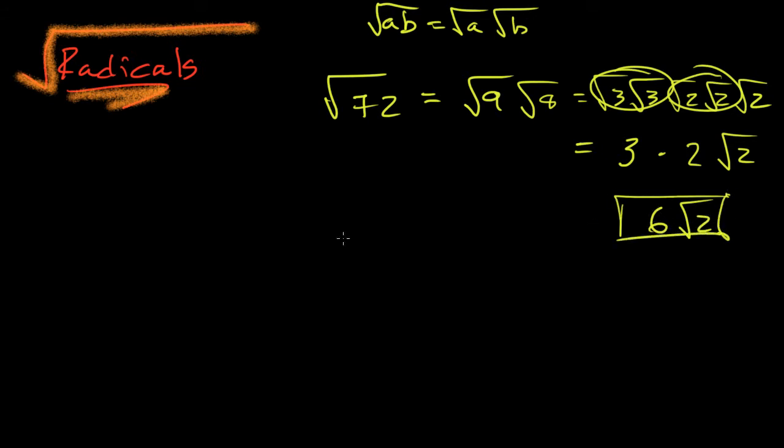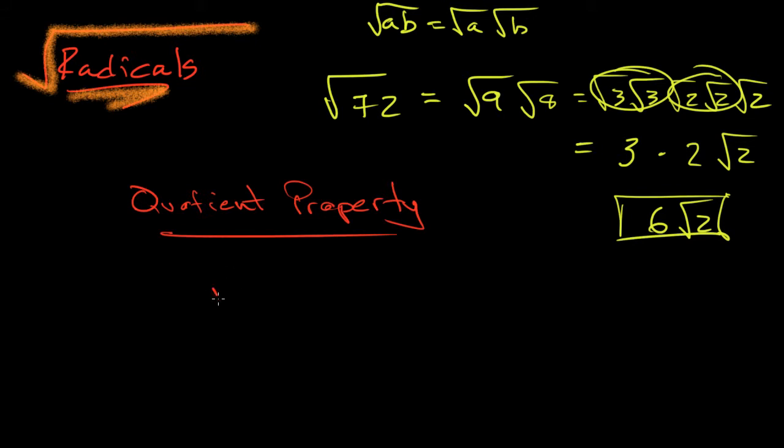Okay. In this video, I'm going to talk about how you simplify radicals with fractions. And to simplify fractions in square roots, you need to know the quotient property of square roots. The quotient property of a square root says that the square root of a fraction like a over b is equal to the square root of a over the square root of b.